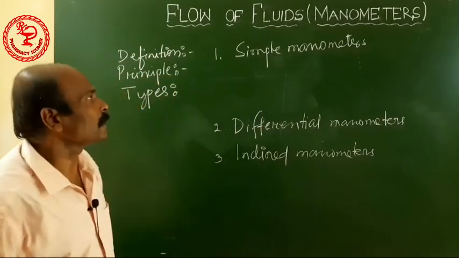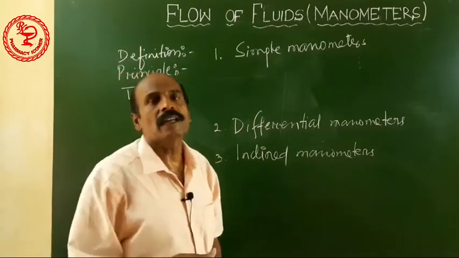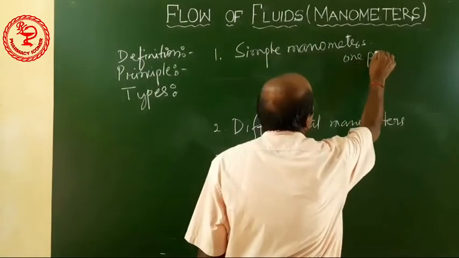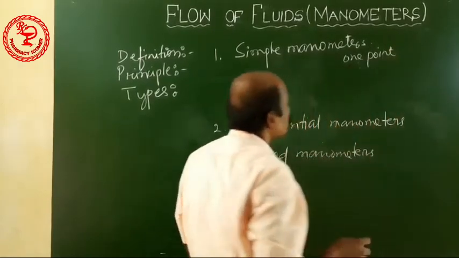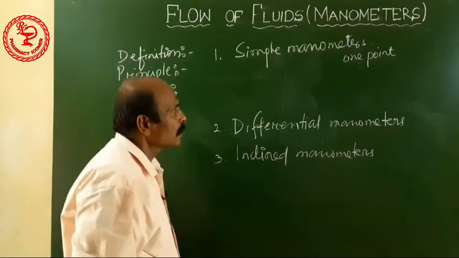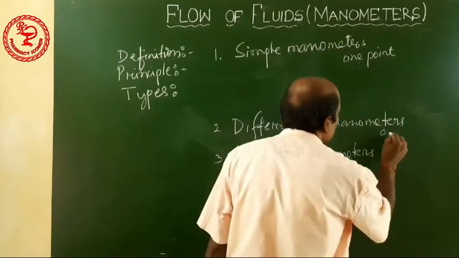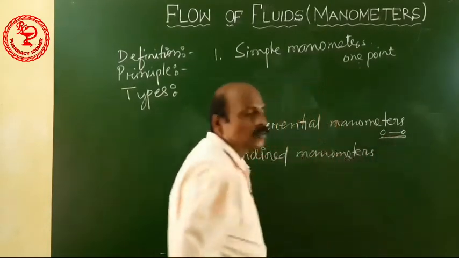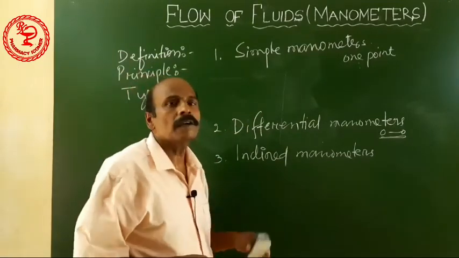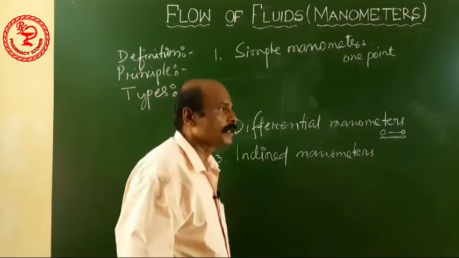So what are these? In the simple manometer, they measure the pressure at one point. In the differential manometer, they measure the pressure difference between two points. And inclined manometers are used for measurement of very low pressure differences.